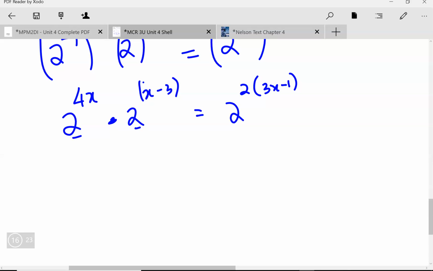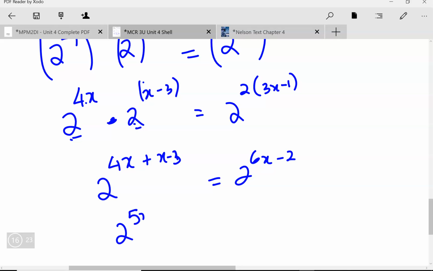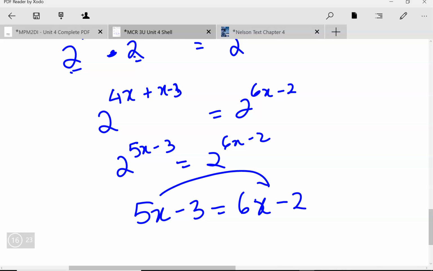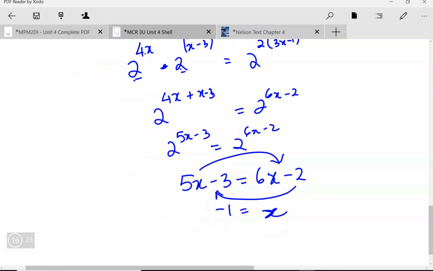And as long as you have the same base, it's very easy to combine, because 2 to the power of this times 2 to the power of that is 2 to the power of a plus b. I'm going to use the distributive property here to get 6x minus 2. 2 to the power of 5x minus 3 equals 2 to the power of 6x minus 2. And of course, because my bases are the same, my exponents are the same. I'm going to move the 5x over here, the 2 over here. I get negative 1 equals positive x, so x equals negative 1 is my answer.